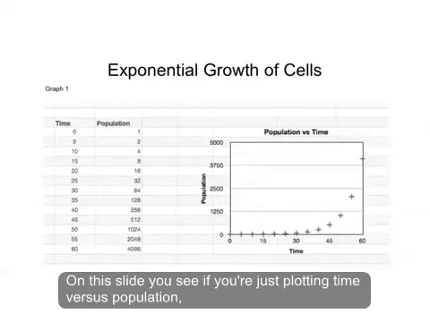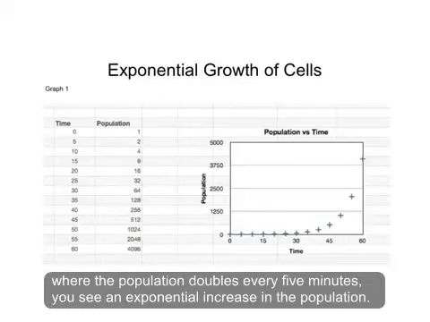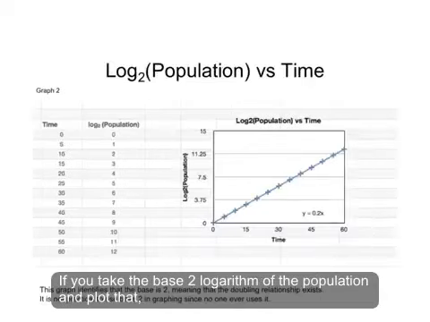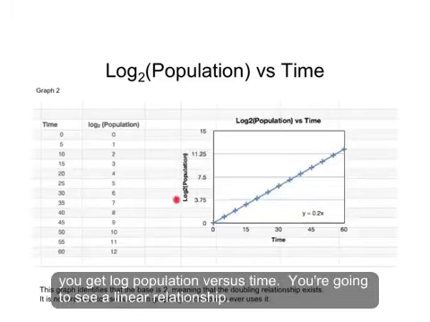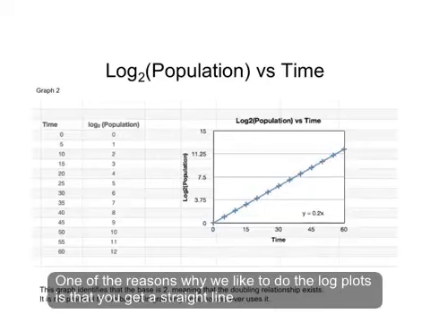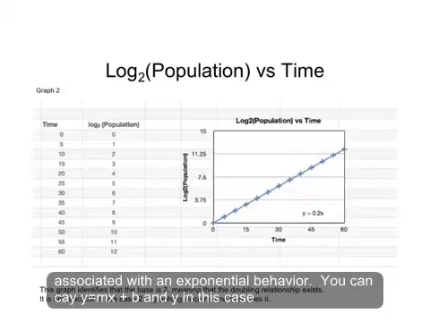On this slide, you see that if you're just plotting time versus population, where the population doubles every 5 minutes, there's an exponential increase in the population. Now, if you take the base 2 logarithm of the population and plot log population versus time, you're going to see a linear relationship. So one of the reasons we like to do log plots is that you get a straight line associated with an exponential behavior.